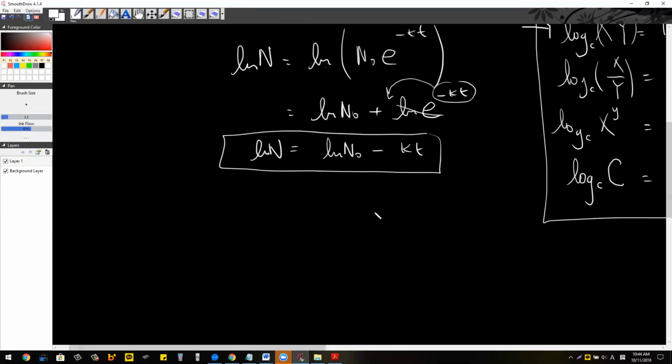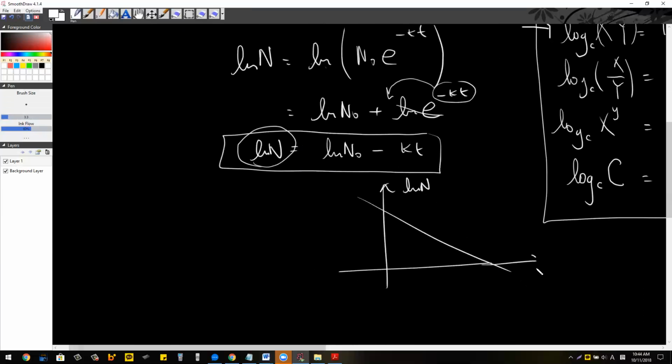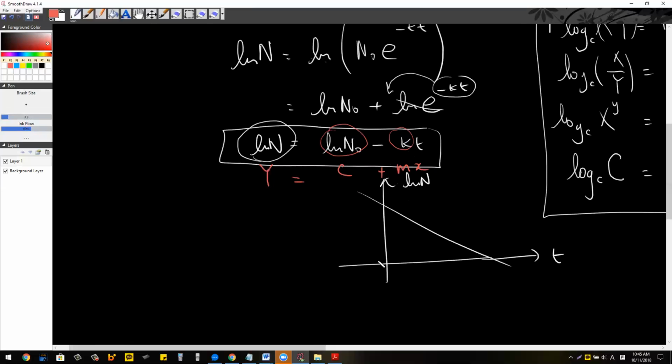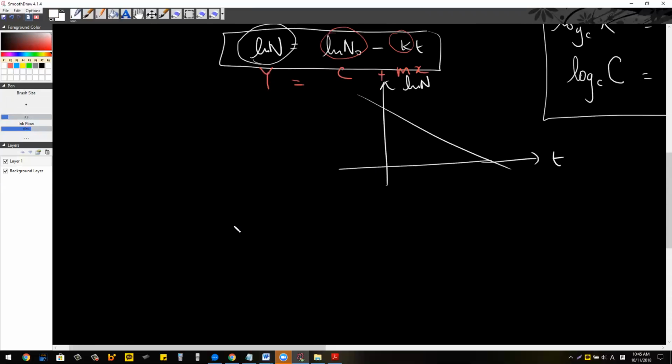Now, once you figure out the gradient from this straight line, you see this is the y-axis, which is ln n, and then this axis is time. So this is like y equals mx plus c. You see? That's the y-intercept, that's the gradient, and from there, how do you find the half-life? Well, using this equation again.